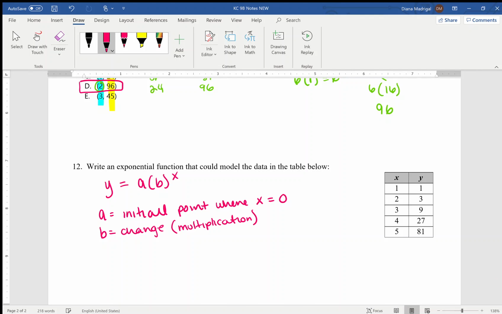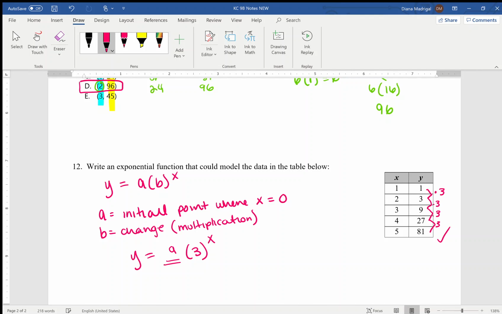Okay, so here we go. Again, how do you find the change? Through the y. 1 times 3 gives me 3. That means that if this is true, I have to multiply by 3 all the time. So 3 times 3 gives me 9. Good job. 9 times 3 gives me 27. So far, so good. 27 times 3 gives me 81. So far, so good. That means that my b, which is the change, is going to be 3 to the power of x, and I'm just missing my a.